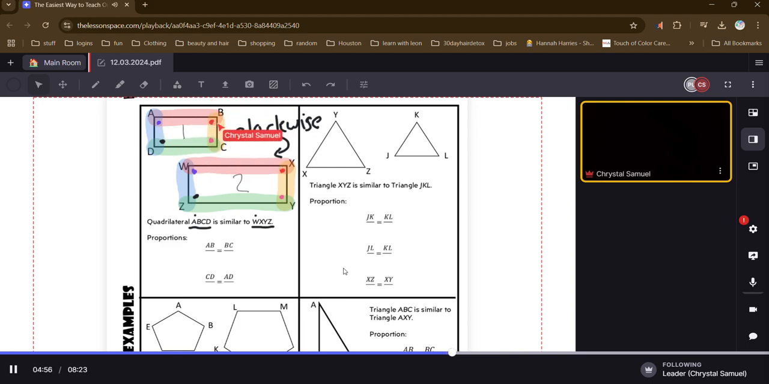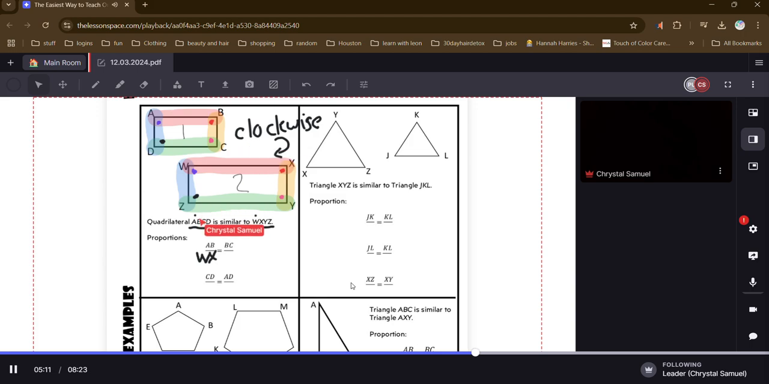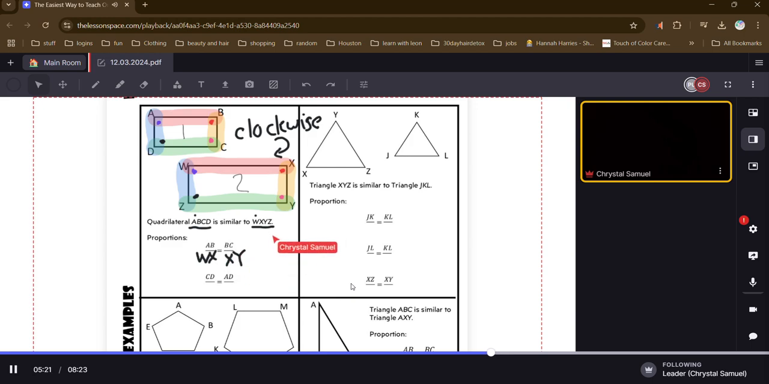So A and B, again, is red for me. Whatever color you had, that's up to you. AB is proportional to WX. So WX would actually go in my denominator here. Then BC is also yellow. So I would look what's yellow. That means XY will go there. So again, AB to WX, BC to XY.